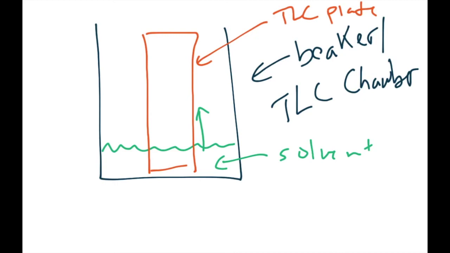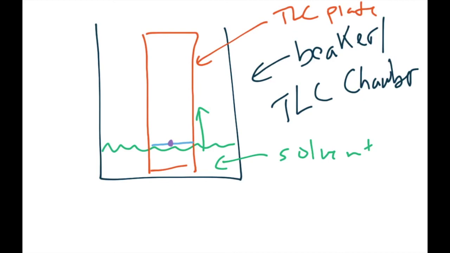And let's say you have on here, you've got your origin. Let me get a different color here. Purple feels good. Right? And you put your compound on your origin, you put it in the solvent, and the solvent starts to move up. And as the solvent moves up, it will carry that spot up the TLC plate.